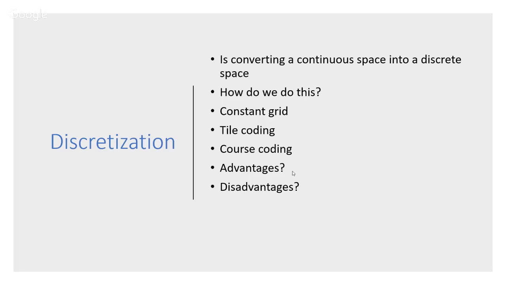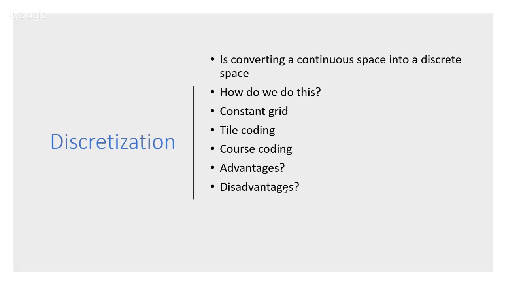Discretization is converting a continuous space into a discrete space. How do we do this? We can use constant grid, tile coding, coarse coding, and the advantages and disadvantages, which I'll go through. So the advantage is it makes the problem simpler. It then gives you a finite amount of spaces to a degree, and allows you to use traditional RL algorithms. Now, the disadvantage is you're not getting the true state representation, which can actually cause problems when it's learning and won't be able to optimize perfectly for what is really going on.